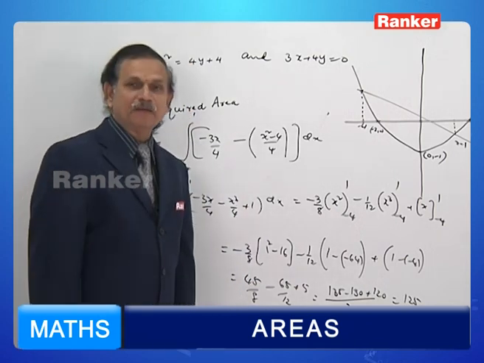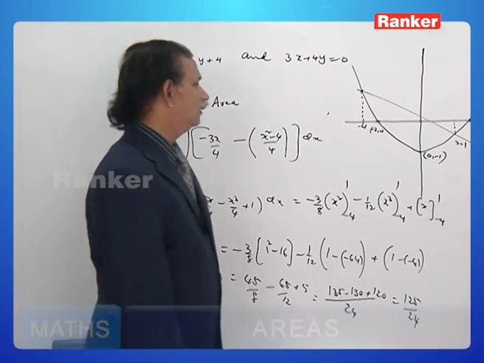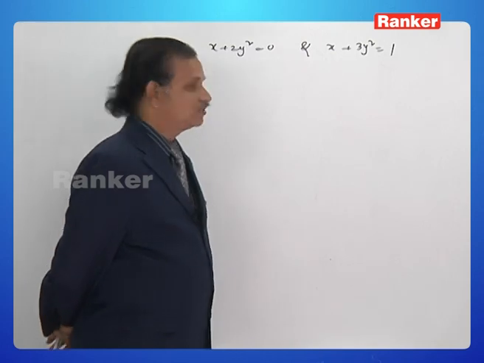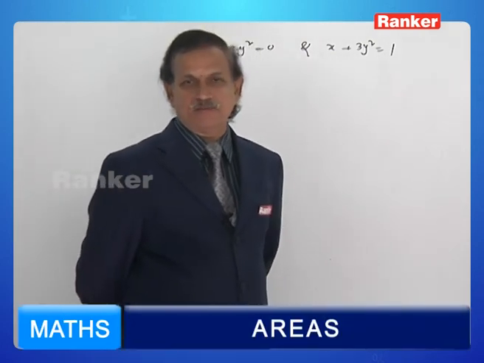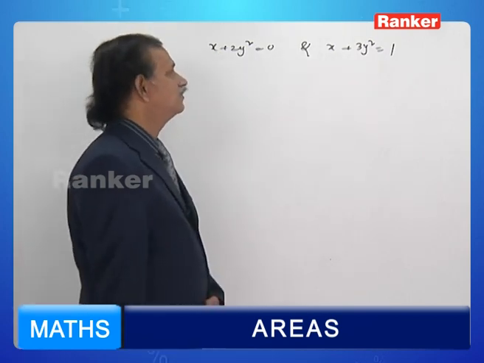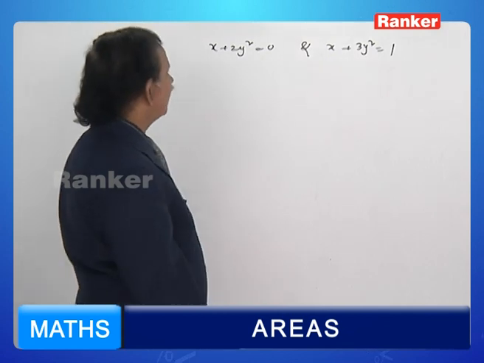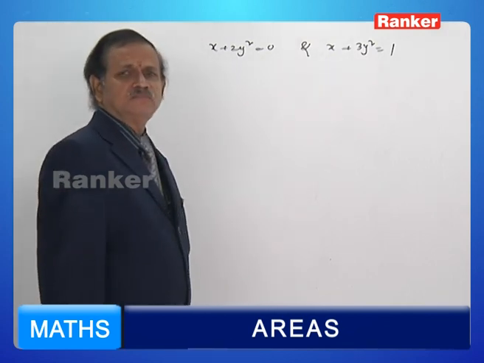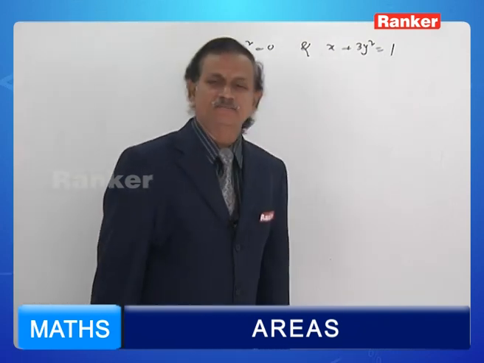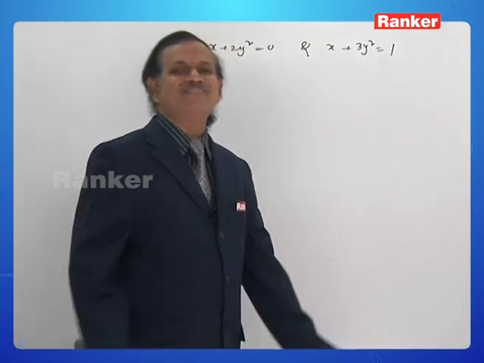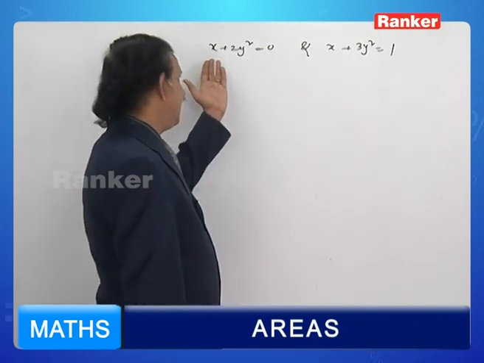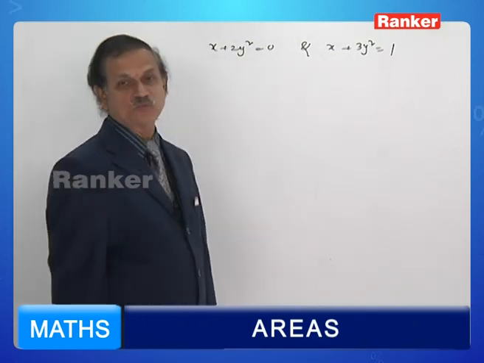Here also, the planning about the graph is essential. This plays the vital role. Follow this. The next problem is, we are supposed to find the area bounded between these two parabolas, x + 2y² = 0 and x + 3y² = 1. The equation of each curve itself offers us an idea to have the area along the y-axis. Why? Because it is quite easy to get x in terms of y: x = -2y² and x = 1 - 3y².